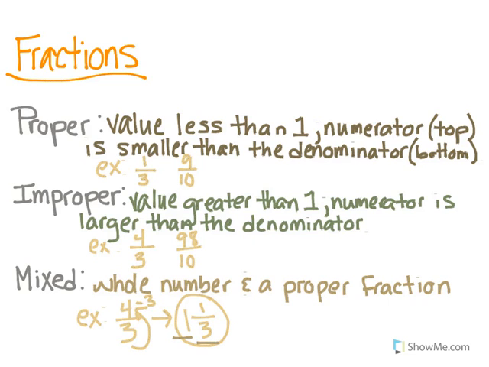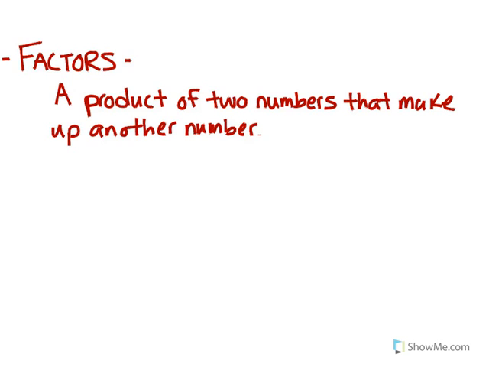So those are the different kinds of fractions that we're going to be looking at. So the next thing that we need to discuss then are factors. All numbers have factors. Basically, a factor is a product of two numbers that make up another number. For example, if I pick the number 10, that's our number. What two numbers, when multiplied together, give me 10? Well, there's a couple. We've got 1 times 10, and we have 2 times 5. Each one of these numbers, 1, 10, 2, and 5, are all factors of 10.